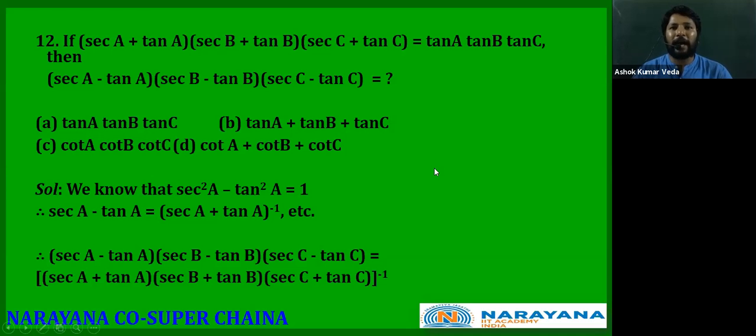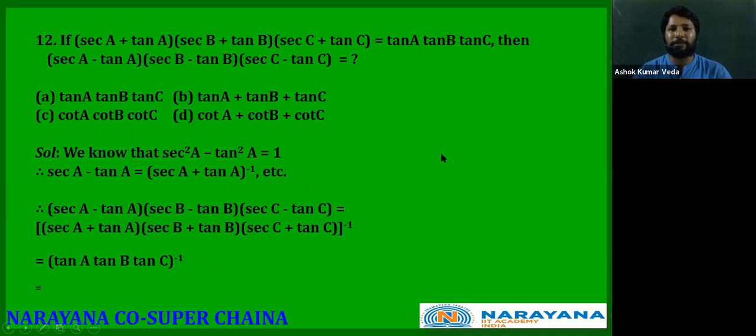And if you see, the RHS is already given to us. We can say RHS then becomes tan A into tan B into tan C, the whole inverse. And what is that inverse? It is simply cot A times cot B times cot C, right? And so your sec A minus tan A into sec B minus tan B into sec C minus tan C is cot A, cot B, cot C, right? And so fairly simple, right?